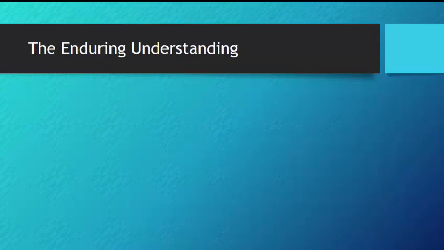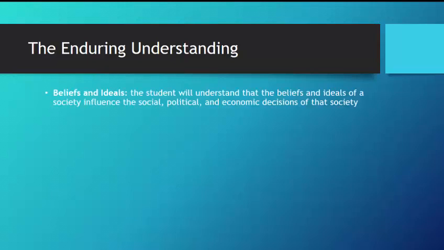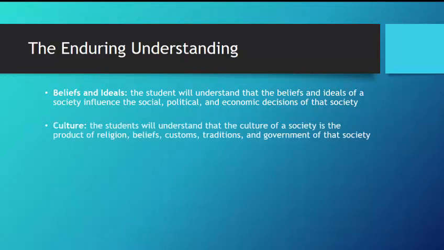The enduring understandings this module covers include beliefs and ideals. The student will understand that the beliefs and ideals of a society influence the social, political, and economic decisions of that society. Culture. The student will understand that the culture of a society is the product of religion, beliefs, customs, traditions, and government of that society.